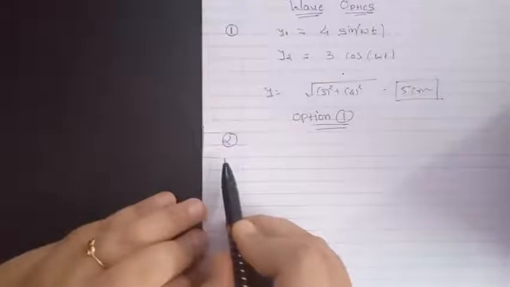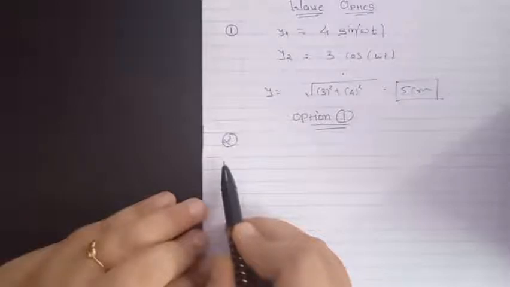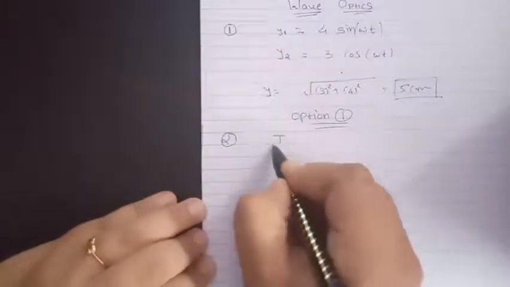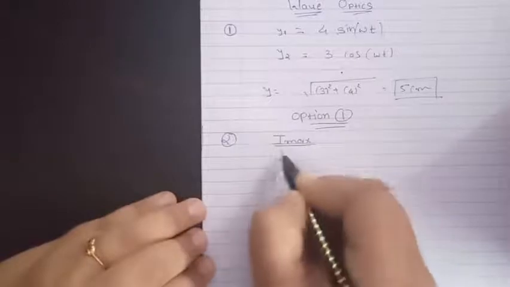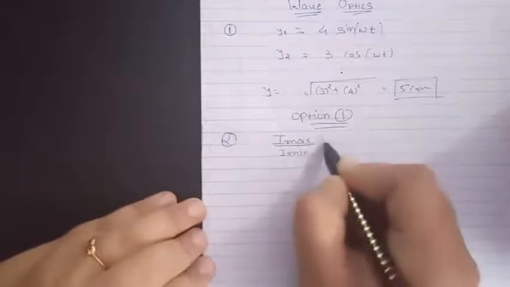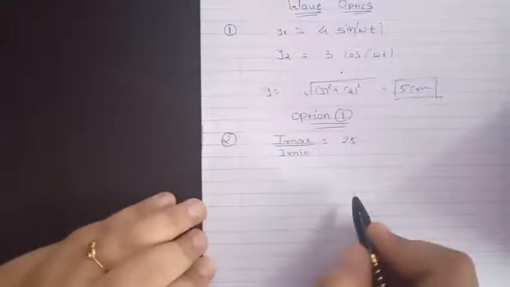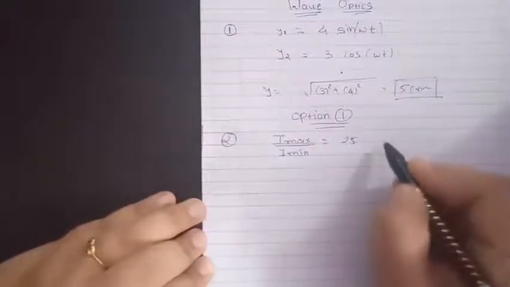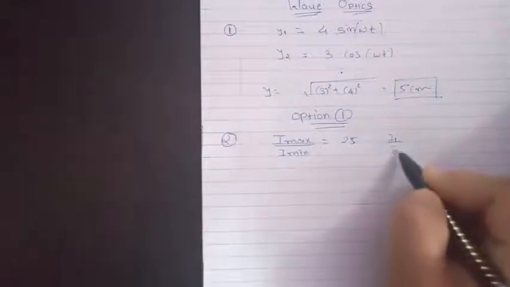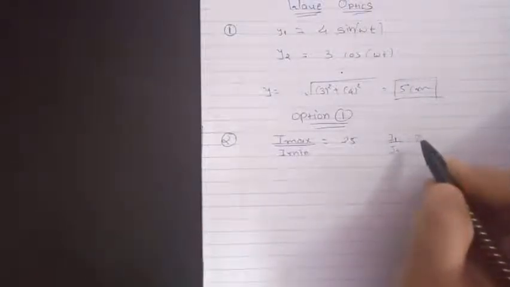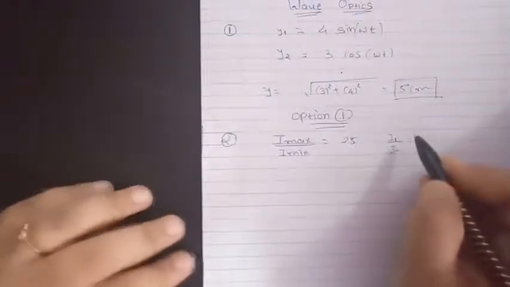In question number 2, two coherent sources of different intensities interfere. The ratio of maximum to minimum intensity is 25. That is, I max divided by I minimum is given as 25. We want to find the intensity ratio of the sources, that is, we want to find I1 is to I2.